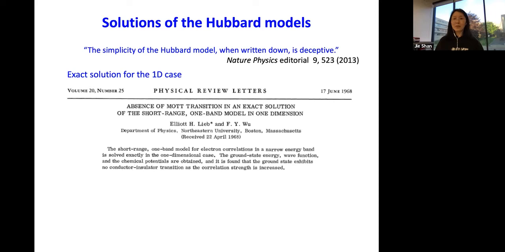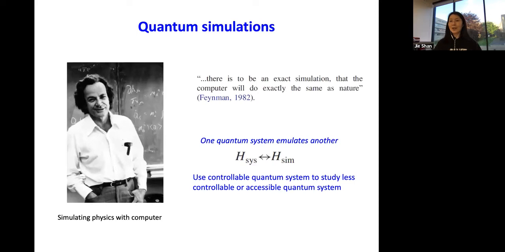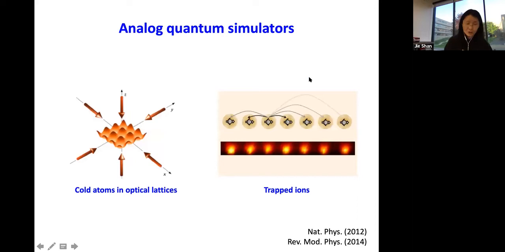Therefore, any physical realization of the model in 2D or 3D is very important as a quantum simulator. That's what people call it. So the idea of quantum simulation actually came from Feynman in the 80s. So it's an analog simulator. So we can use one controllable quantum system to study a less controllable or accessible quantum system. So there is active research in the field of cold atoms in optical lattices and trapped ions to model or to simulate condensed matter problems, including the Hubbard model.